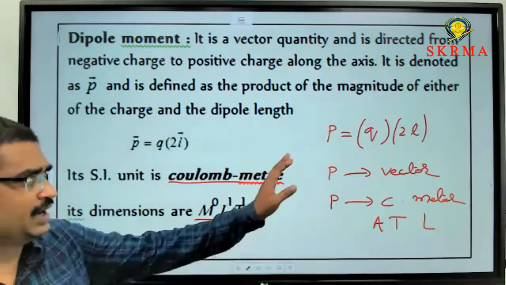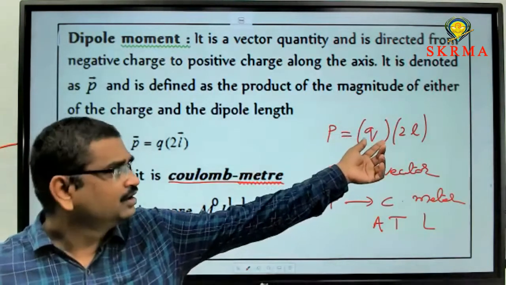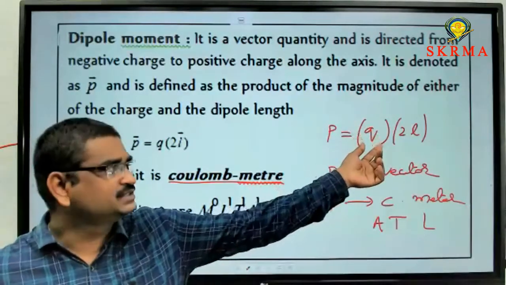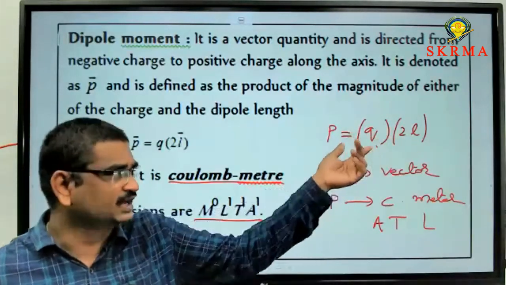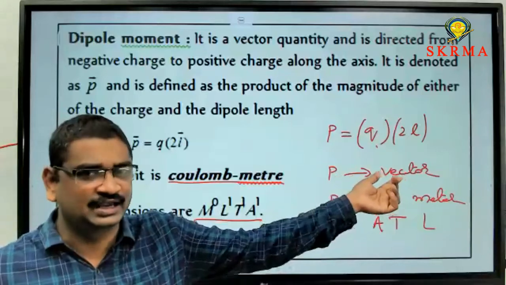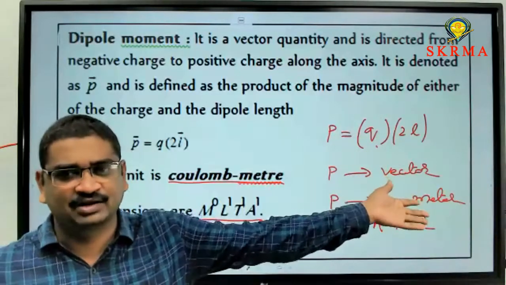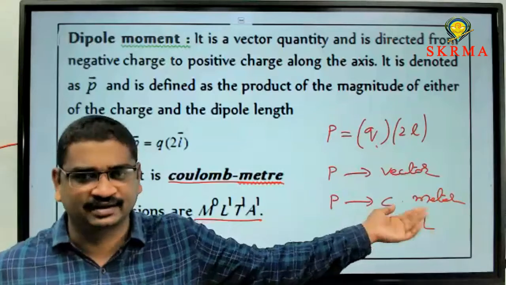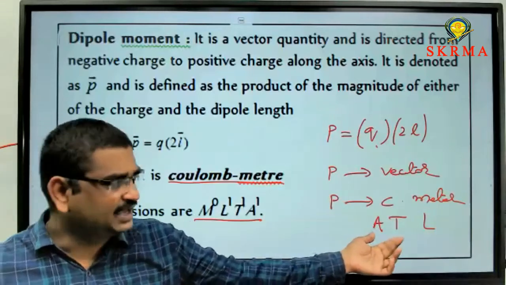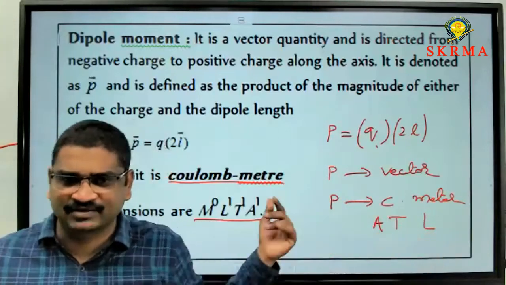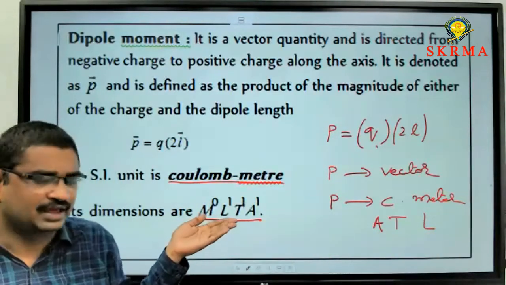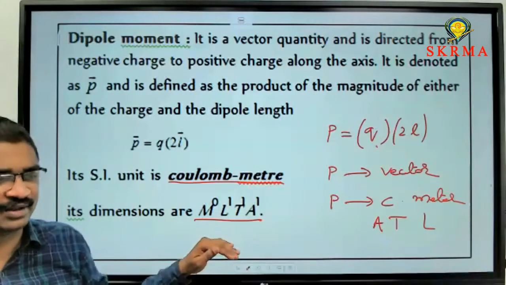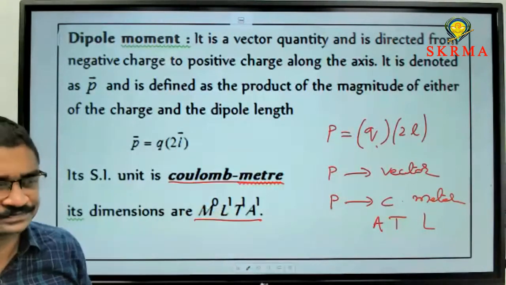So the dipole moment basic equation is the product of the magnitude of charge and the length between the two charges. Next, it is a vector quantity. Dipole moment SI unit is coulomb meter. Dimensional formula is AT into L, or in order, M power 0, L power 1, T power 1, A power 1.